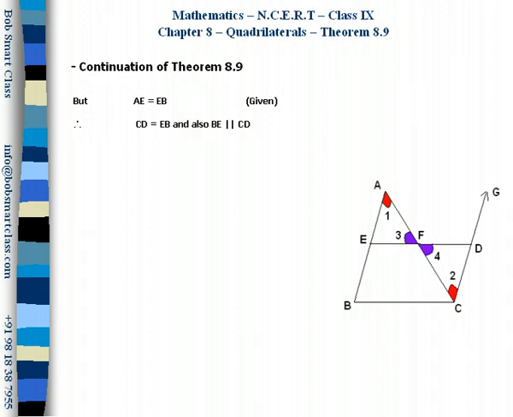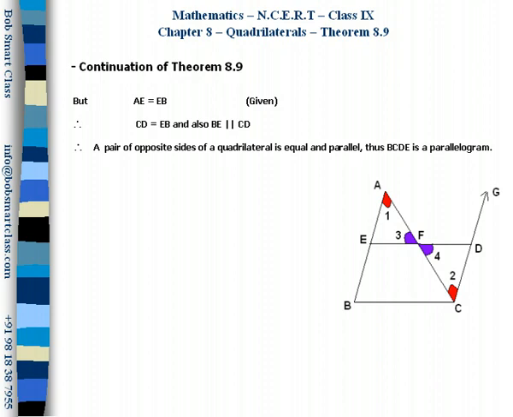Looking at this, we can say that a pair of opposite sides of a quadrilateral is equal and parallel. Thus, quadrilateral BCDE is a parallelogram. Now, if this quadrilateral is a parallelogram, therefore EF is parallel to BC, as they are opposite sides of a parallelogram. Also, BC is equal to ED, as opposite sides of a parallelogram are also equal.